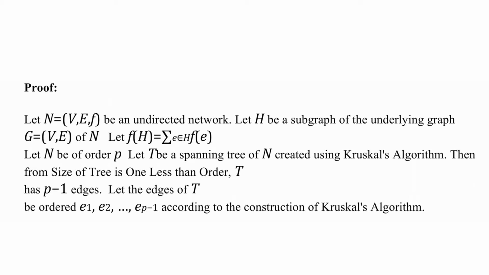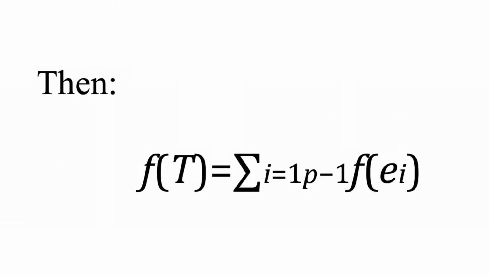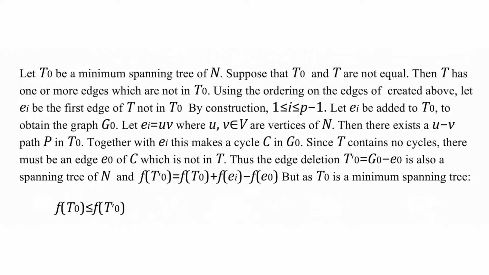Let the edges of T be ordered as e1, e2 and so on up to e(p minus 1) according to the construction of Kruskal's algorithm. Then, f(T) is equal to the summation over i equal to 1 to p minus 1 of f(ei). Let T0 be a minimum spanning tree of N. Suppose that T0 and T are not equal, then T has one or more edges which are not in T0. Using the ordering on the edges created above, let ei be the first edge of T not in T0. By construction, 1 is less than or equal to i, which is less than or equal to p minus 1.